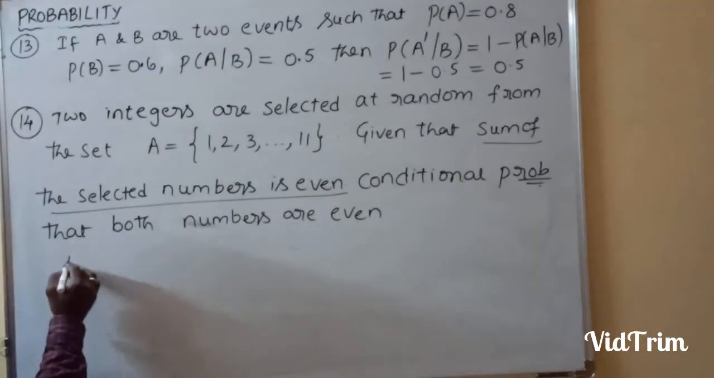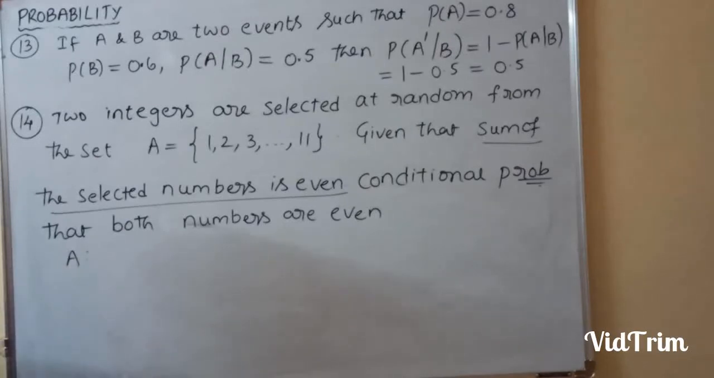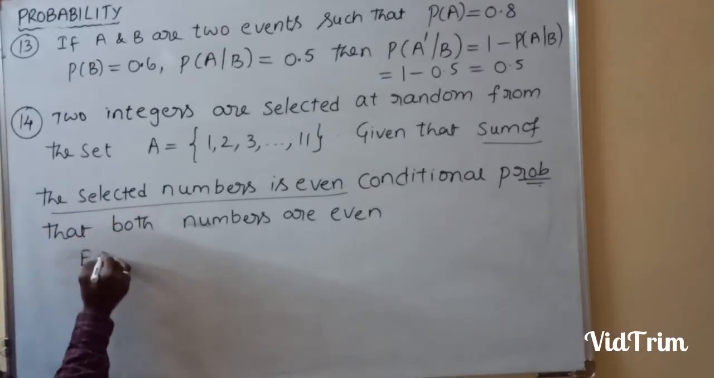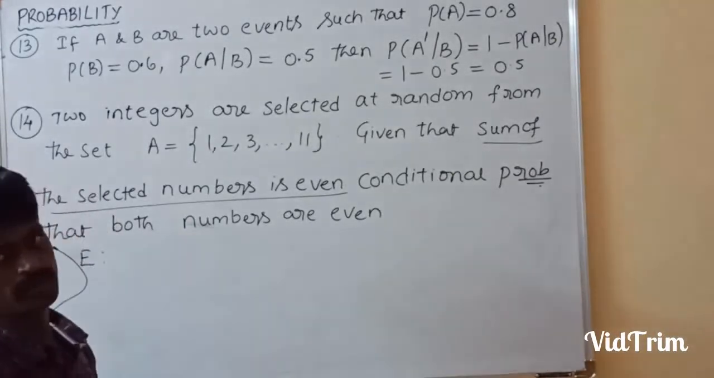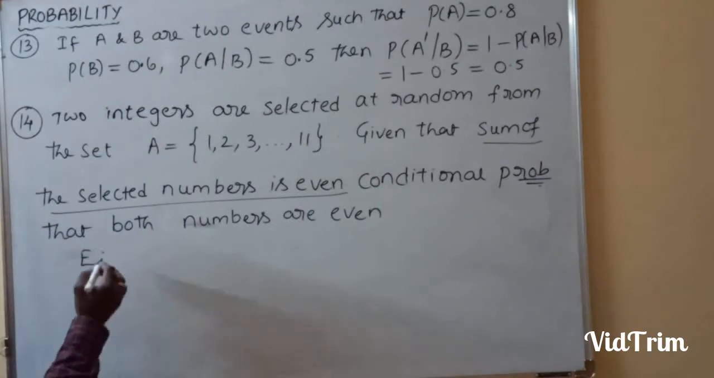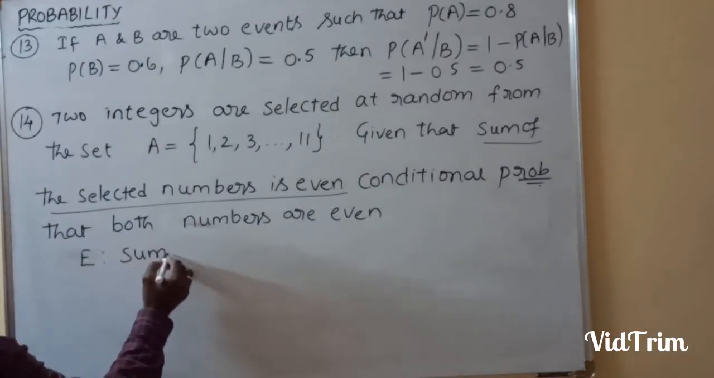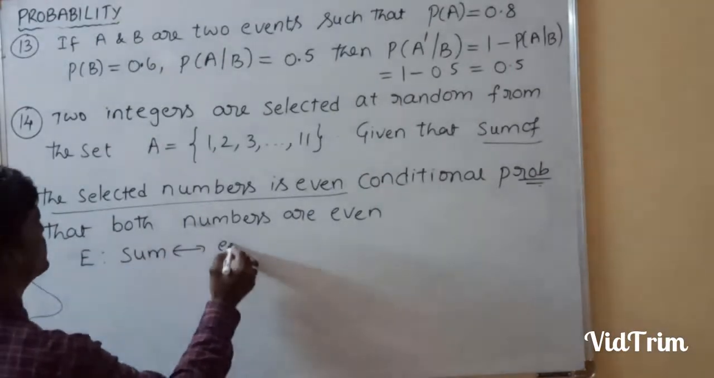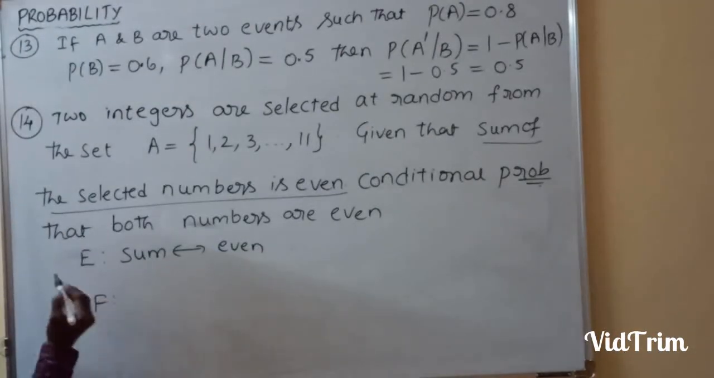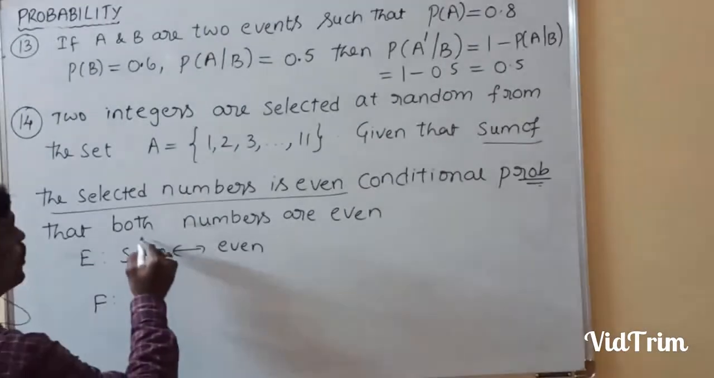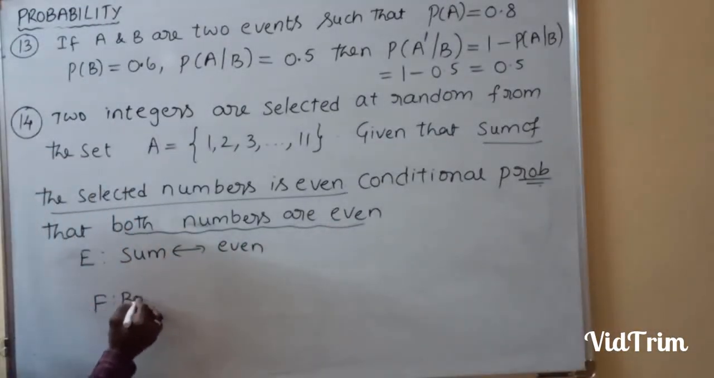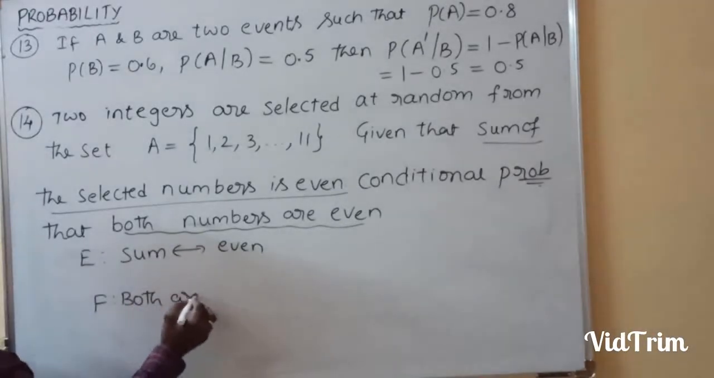Okay. So let capital E be the event that the sum of the selected numbers is even. And suppose capital F is the event that both numbers are even. Both are even.